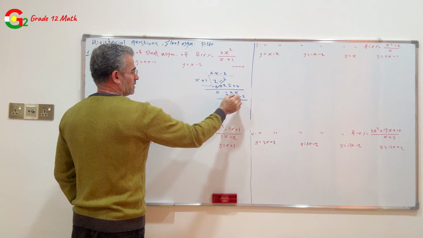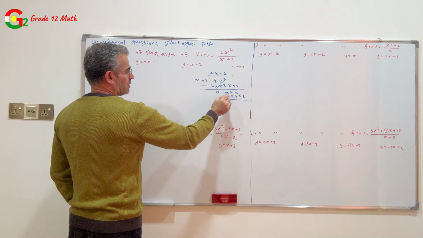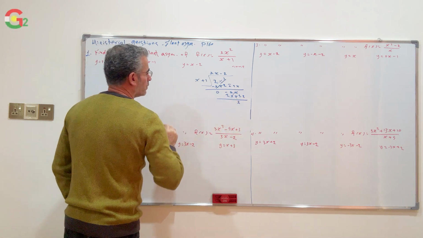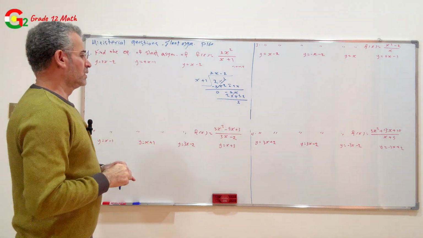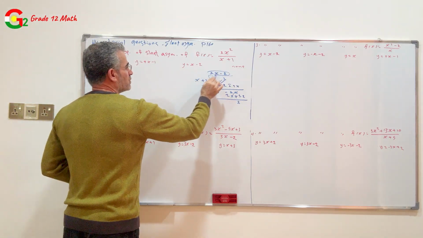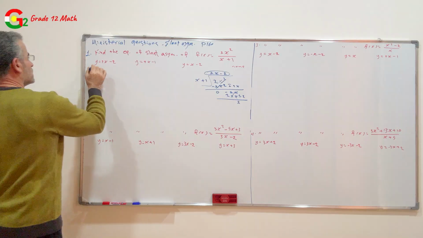By subtraction, change the signs of the terms. Negative 2x plus 2x is 0, to the remainder. Therefore, the slant asymptote is 2x minus 2. Choice A.